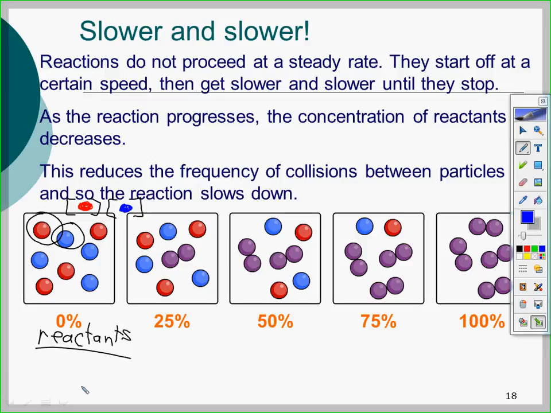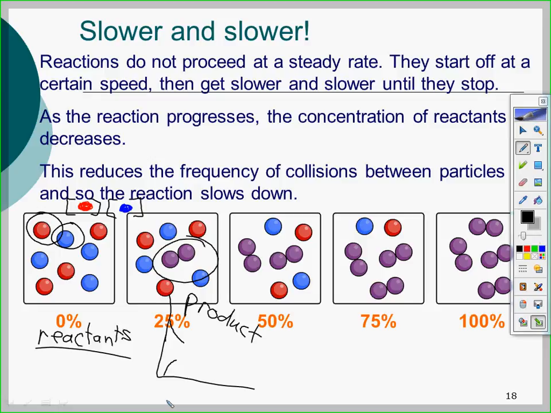So this is the first box. And then when we get to the second box, we have red balls, blue balls, and now some purple balls. What do you think the purple balls would be? The product. So what happened in our graph right now? Let's say we had this. At this point our reactants would be like this, and our products would be like that, and they're going to keep going and keep going.